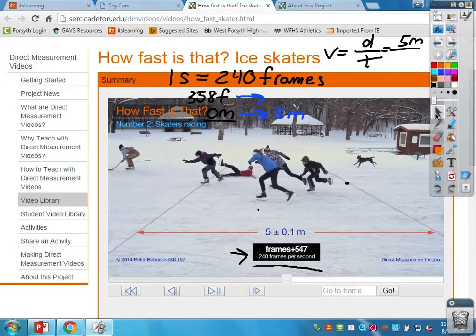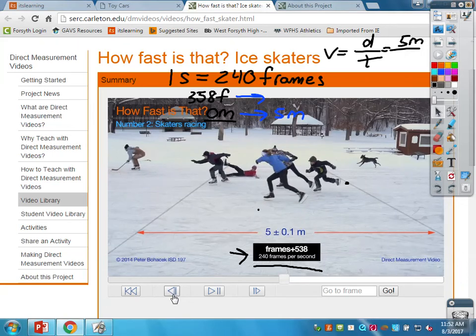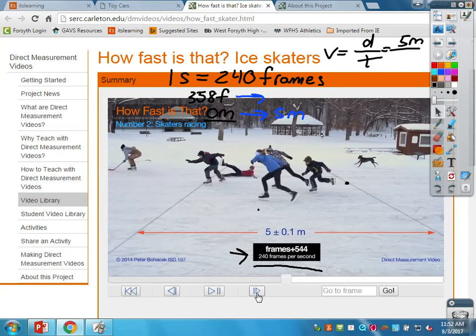Does that mean I have to start all over? No. I just back it up a little bit. Oh, I've gone too far. Let me move up a little bit. Move up, move up, move up. I'm going to say he's right there. He's made it now to the other side, to 5 meters, his left skate. So he's gone from 0 to 5 meters, from frame 358 to frame 544.